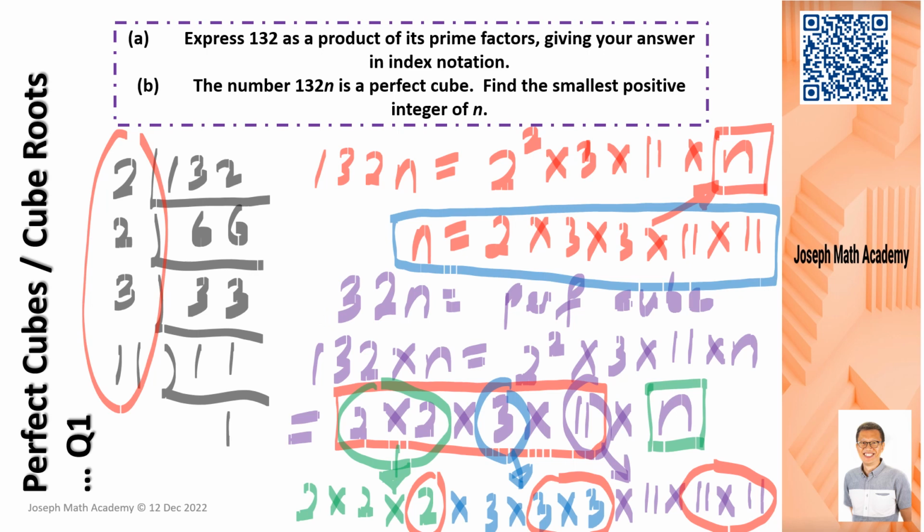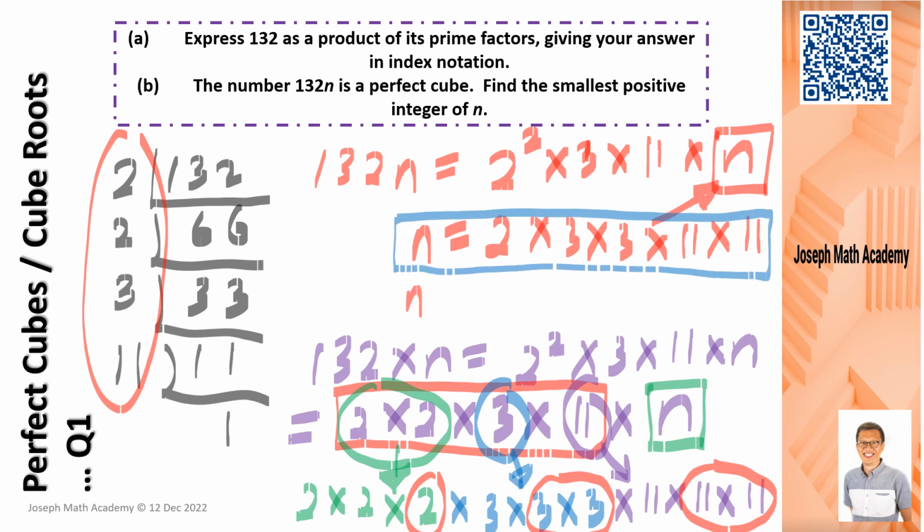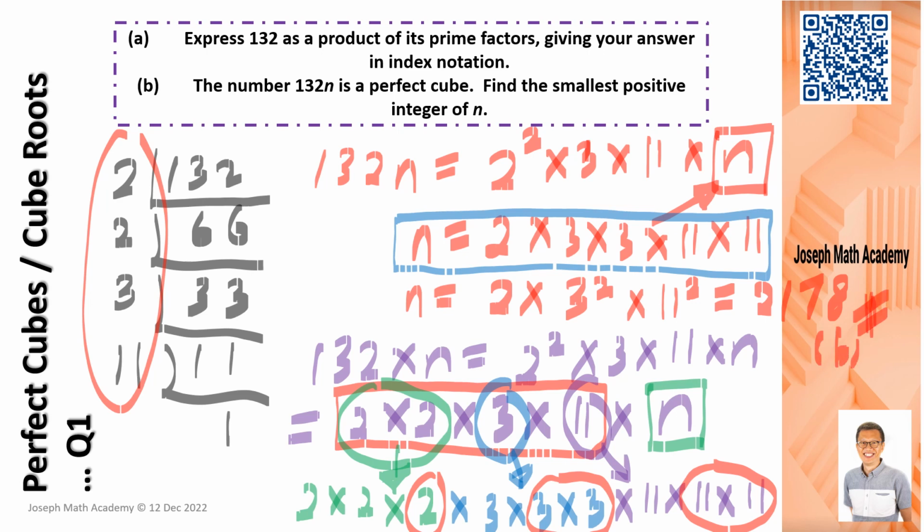I'm going to rewrite the one that I boxed in blue using index notation. So this one can be rewritten as: n equals 2 times 3 squared times 11 squared. And it has a very big value of 2,178. So this is the answer for part B.